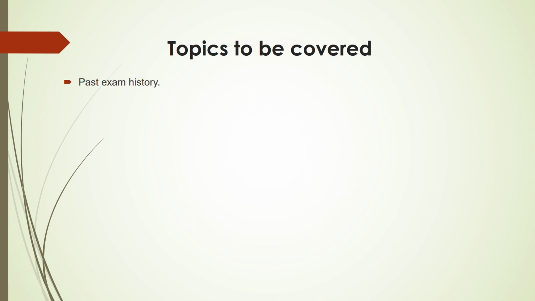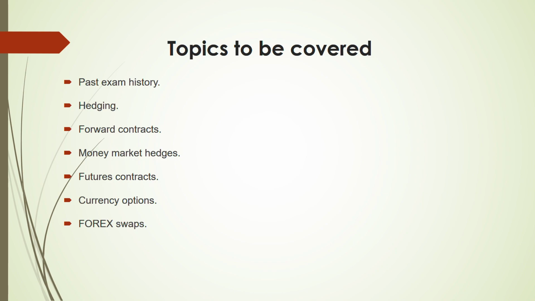Past exam history, then we have hedging, forward contract, money market hedging, future, options, swap. There are two types of swap. One is forex, one is currency swap. And then we have bilateral and multilateral netting and matching agreement. Forward, money market, future, options, and swap, all these are external hedging techniques. The last one, bilateral and multilateral netting, is an internal hedging technique.